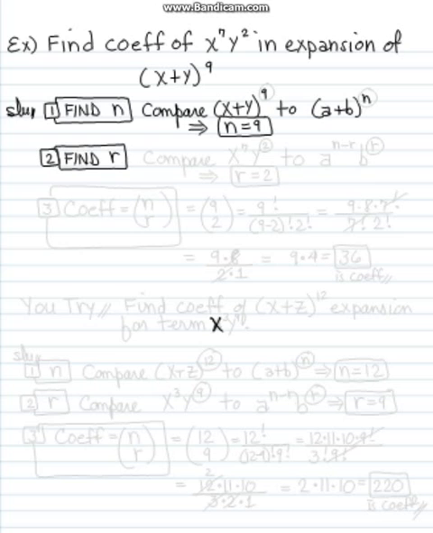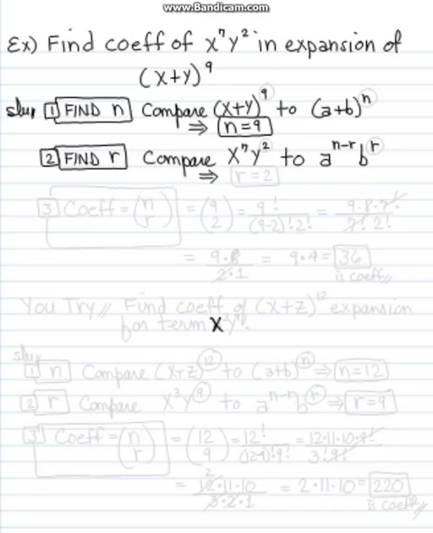Now, x to the 7th times y to the 2nd. What are we going to compare that with? x to the 7th times y to the 2nd is compared to a raised to the n minus r power times b raised to the r power. The reason I'm making this comparison is because it actually does break down to this general form: the first term to the n minus r power times the second term to the r power. Then when you add the exponents together, you always get the power n. That's the degree of the term.